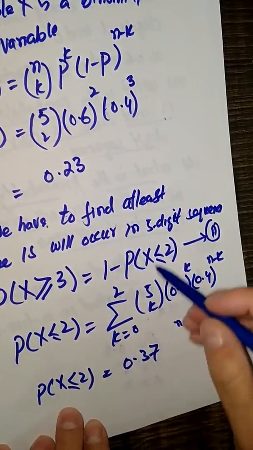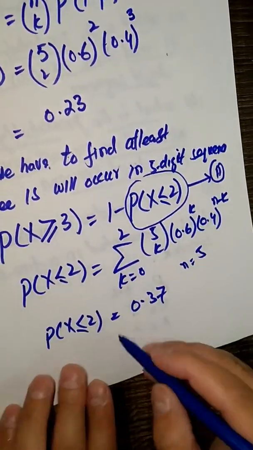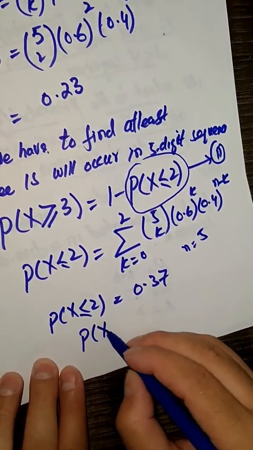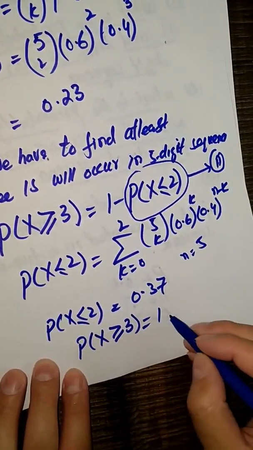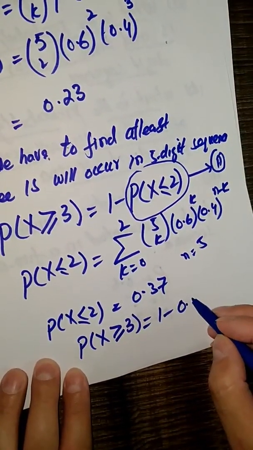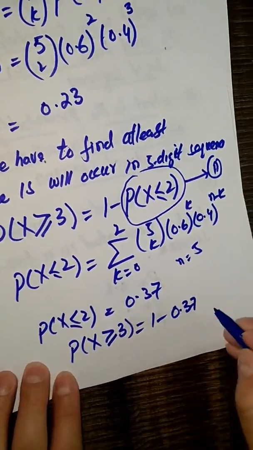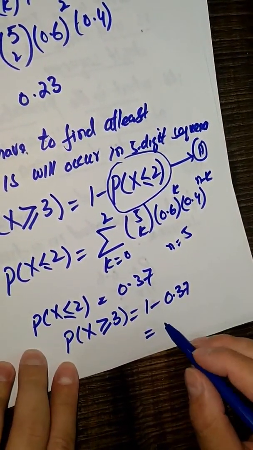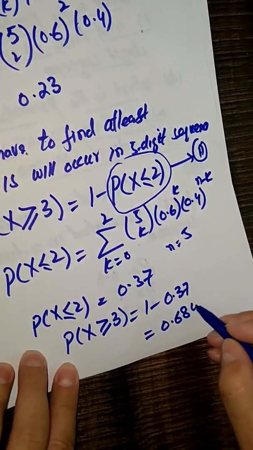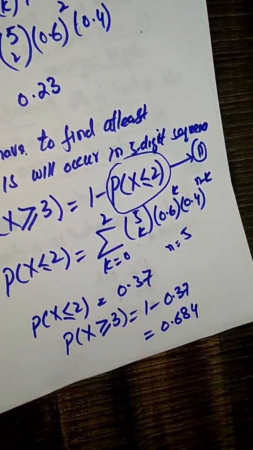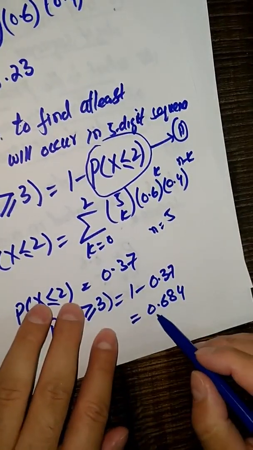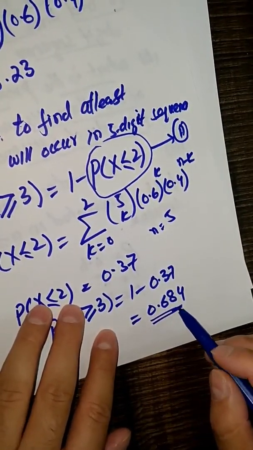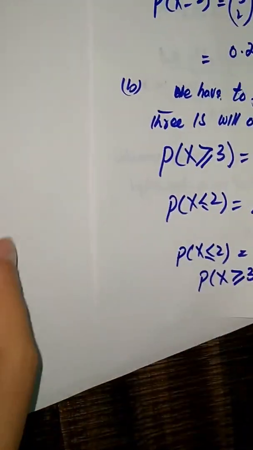So by incorporating this value, the value for this probability in this equation, we will get the probability that ones will occur at least 3 times, that is equal to 1 minus 0.37, that is equal to 0.684. So the probability that ones will occur at least 3 times in a 5-digit sequence is above 68%, we can say.